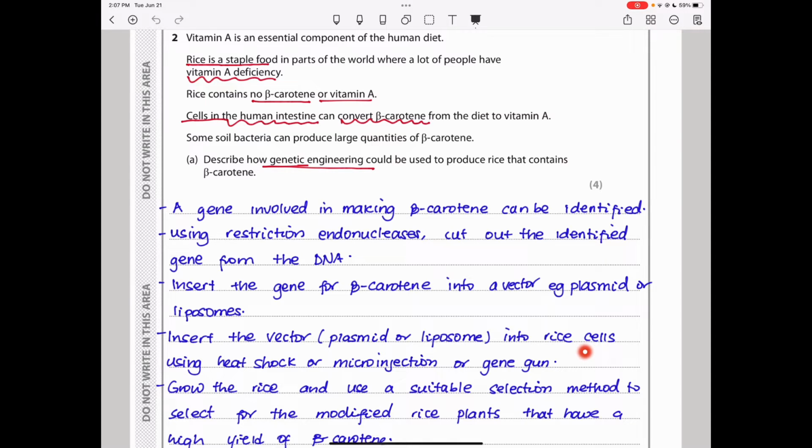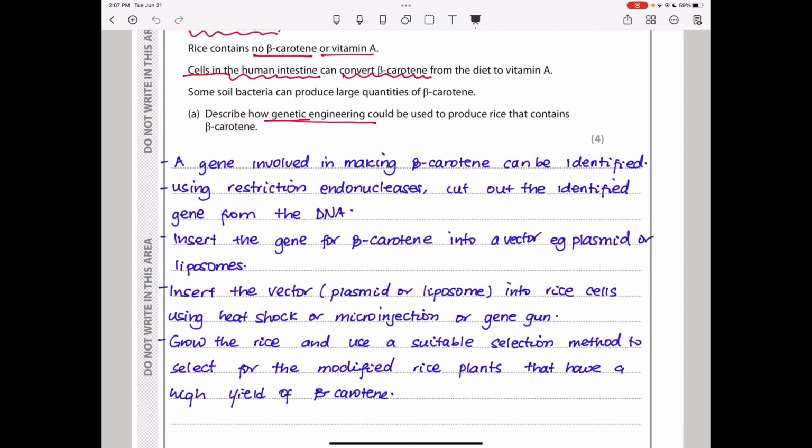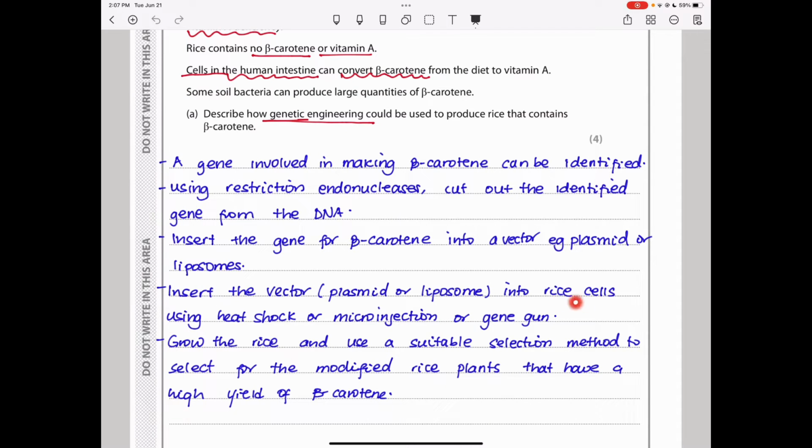Remember, the vector is acting as a delivery vehicle, sending the genes or the DNA we have cut out into the cell we intend to change. So in this case, it's going to be used to deliver the genes or DNA we have chosen into the rice cells. Here we can use heat shock or micro-injection or a gene gun as well. And then next we can grow the rice that has been genetically modified, and use a suitable selection method to select for the modified rice.